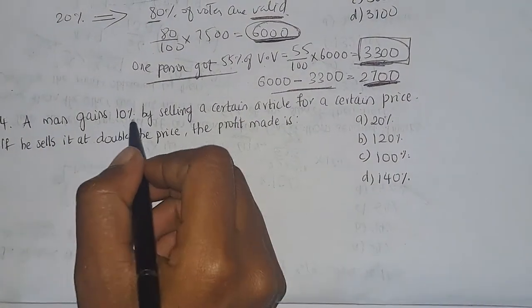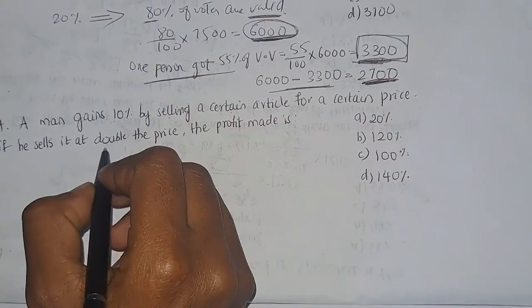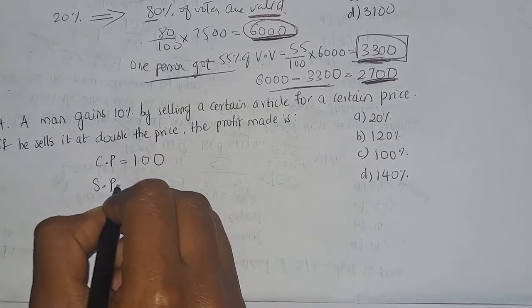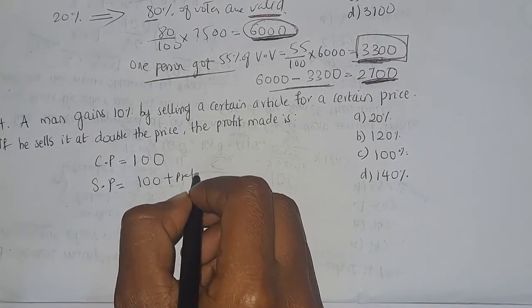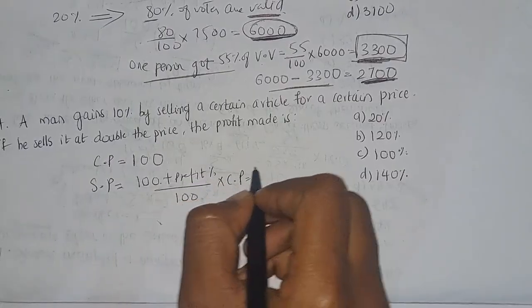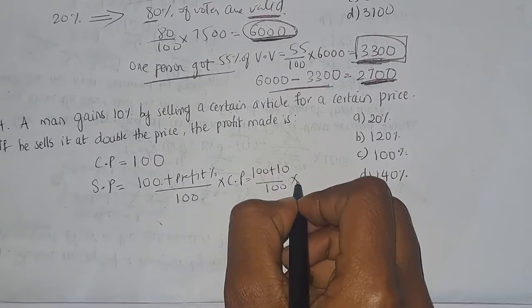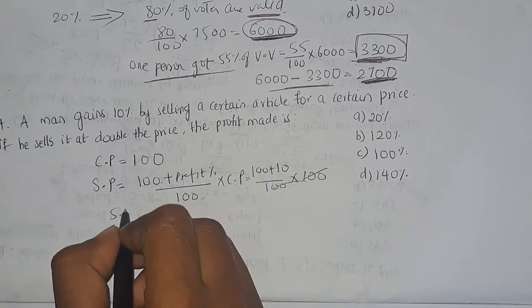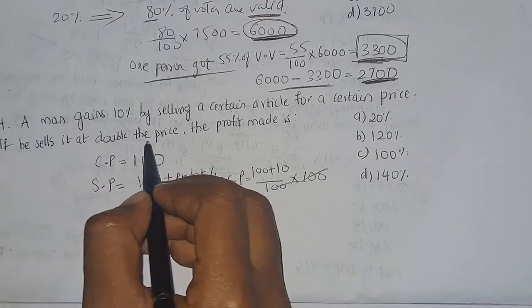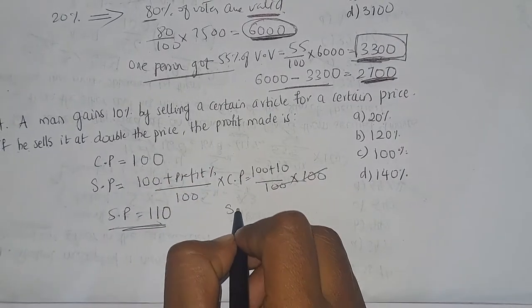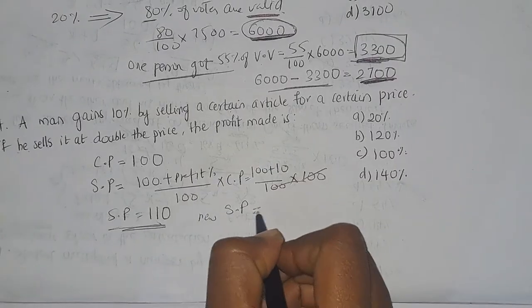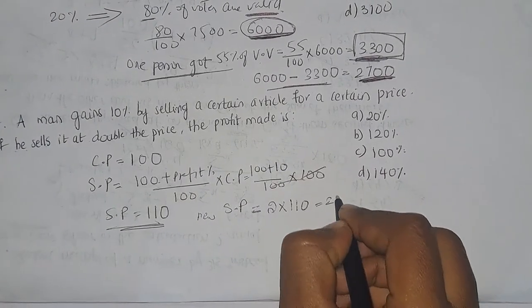Here a man gains 10% by selling a certain article for a certain price. So let us consider our cost price initially is 100 rupees. Then what is our selling price? The formula is 100 plus profit percentage by 100 into cost price, that is 100 plus 10 by 100 into 100. So our selling price will be 110 rupees. But what is the condition? If he sells it at double the price, then the new selling price will be 2 into 110, which is 220.